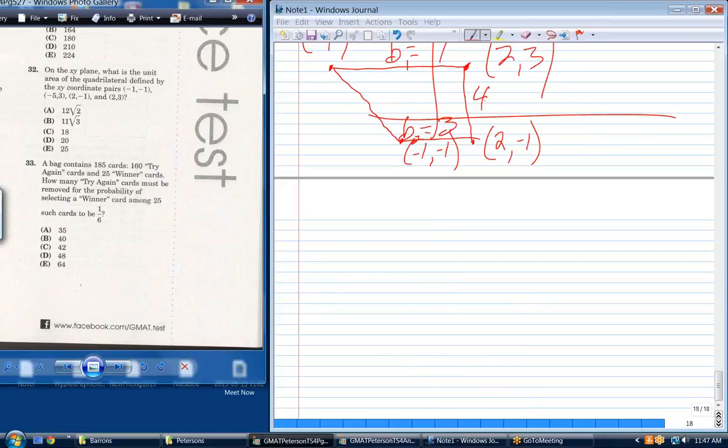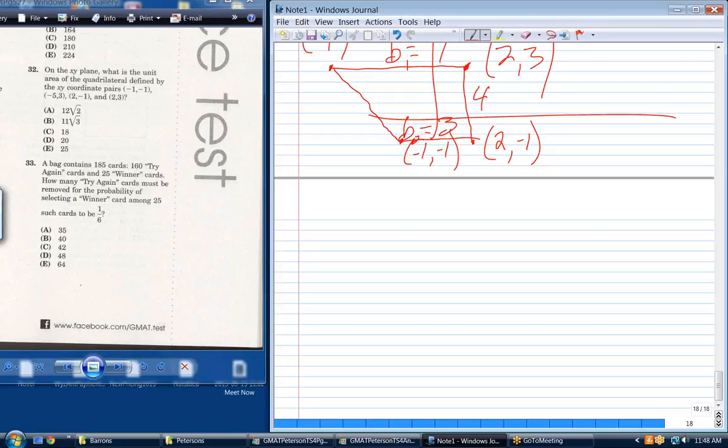Okay, a bag contains 185 cards. 160 try again cards and 25 winner cards. This is a counting and probability problem, which is one of our sections we're going to cover next, right after coordinate geometry. So we're getting to it quicker.